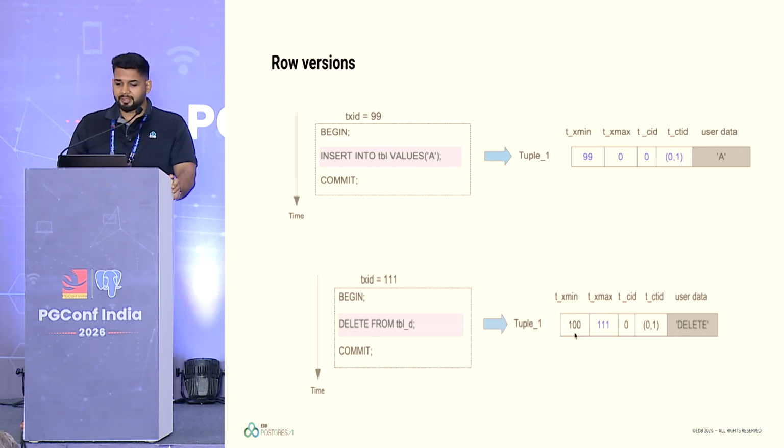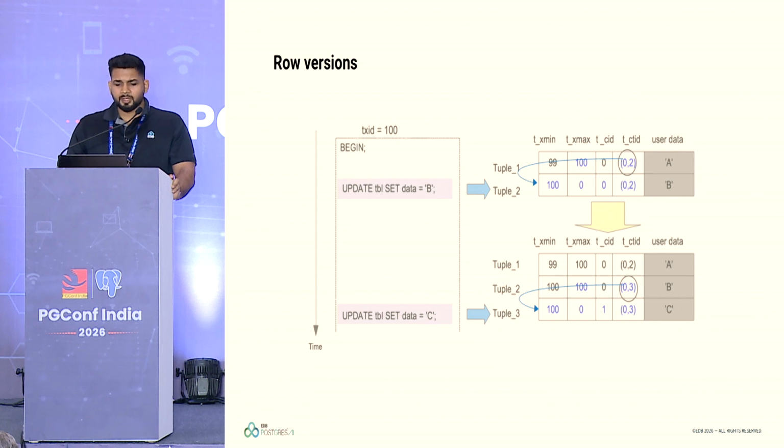So far, we understand that xmin is the one responsible for inserting the data, and xmax is the one which is responsible for deleting or updating the data, or the tuple. So when you run an update, you can see that this particular transaction ID, xmin 99, had inserted the data, but now my transaction ID 100 is actually trying to update the data.